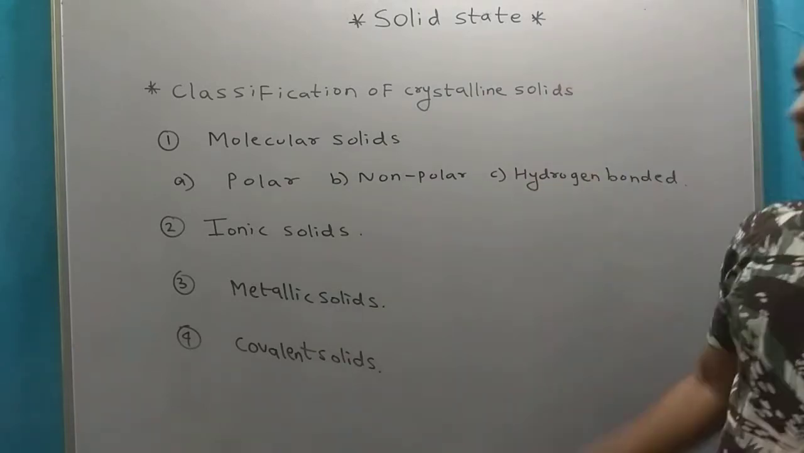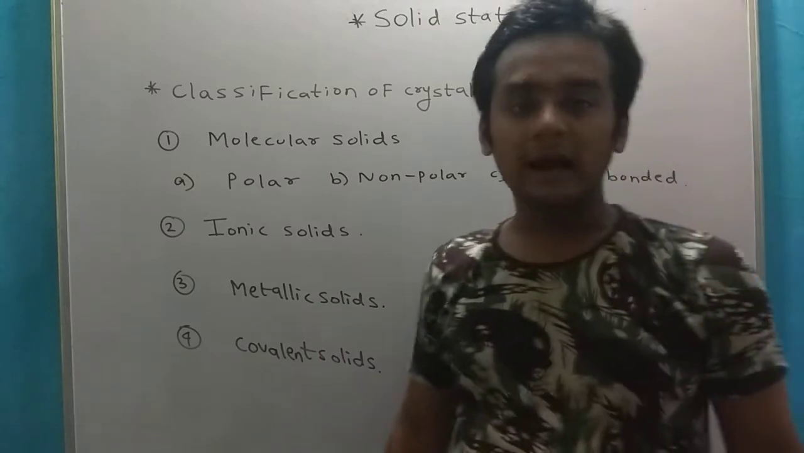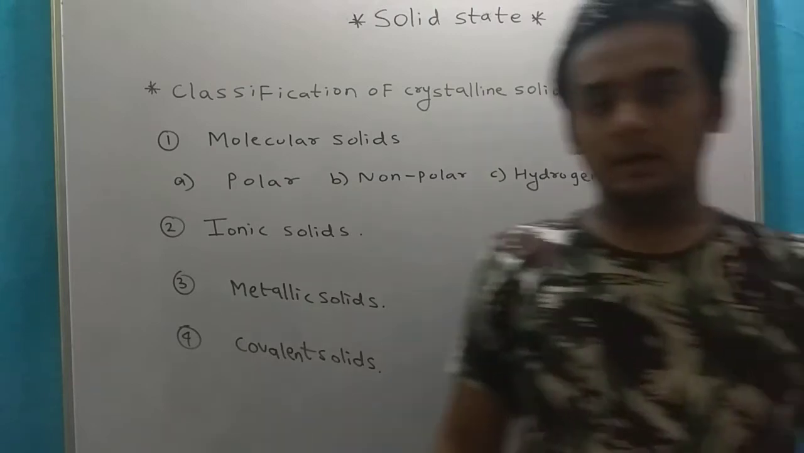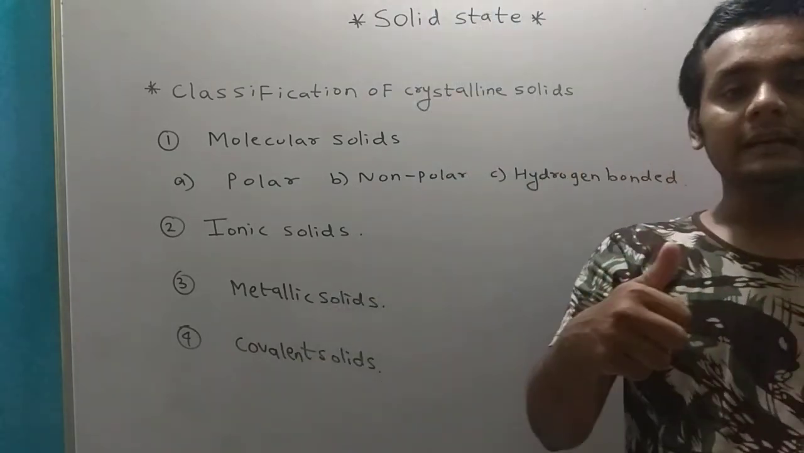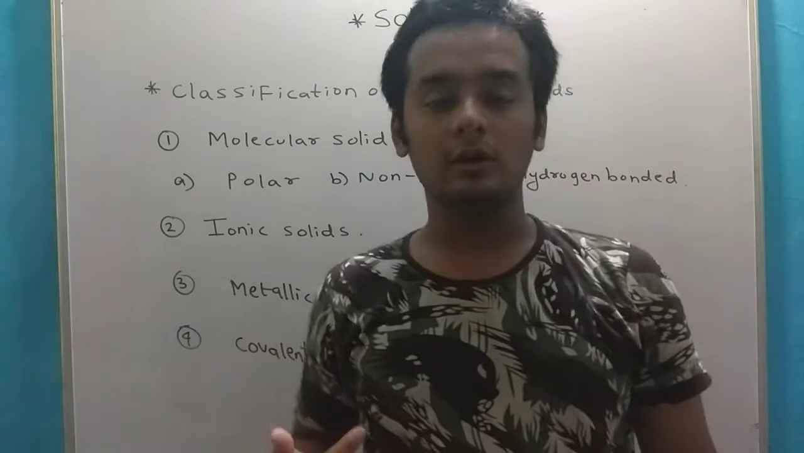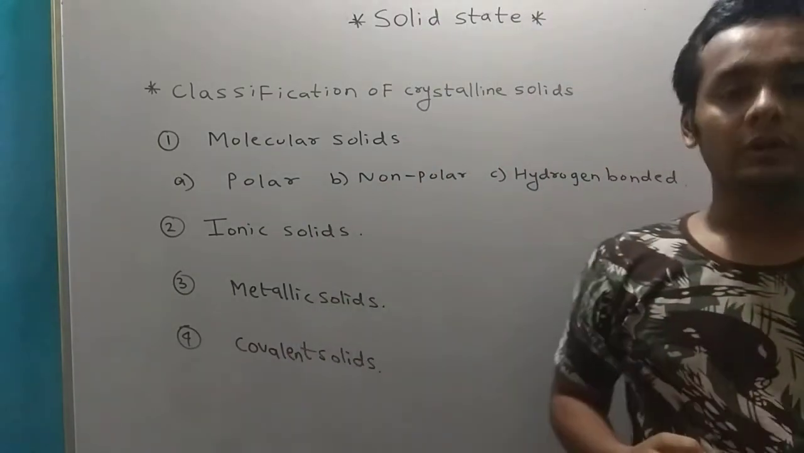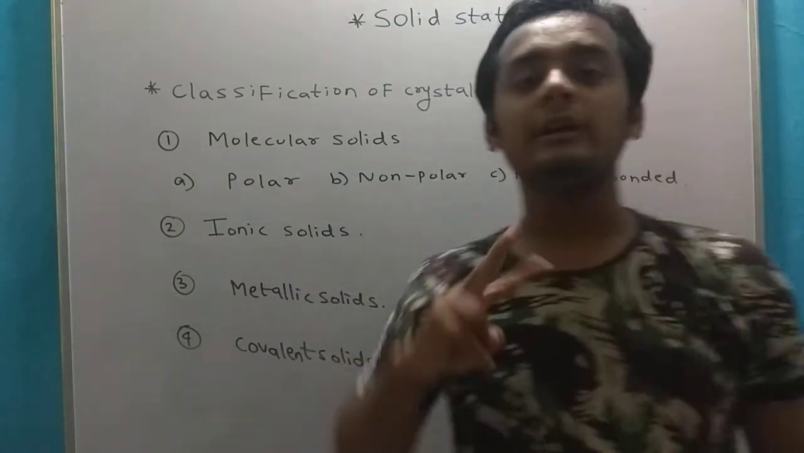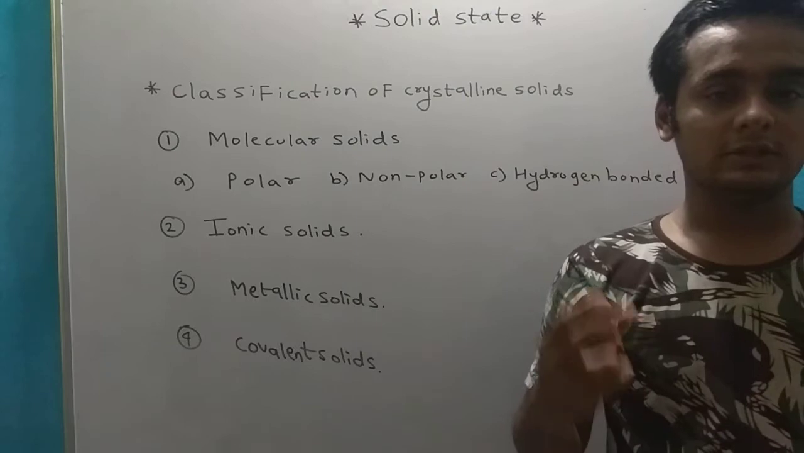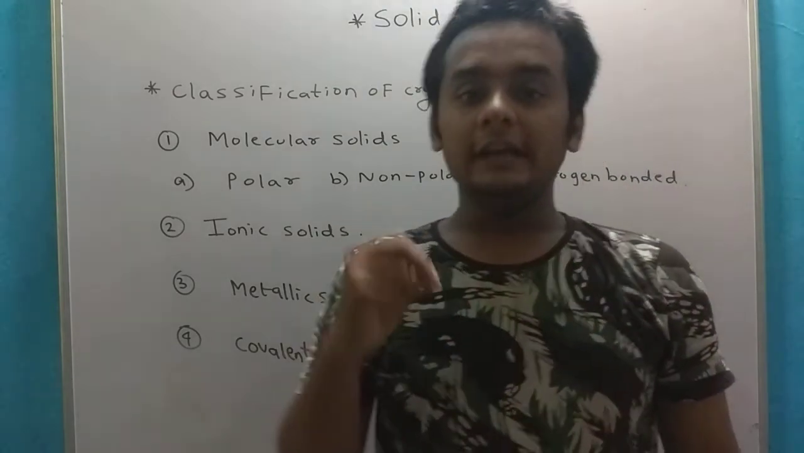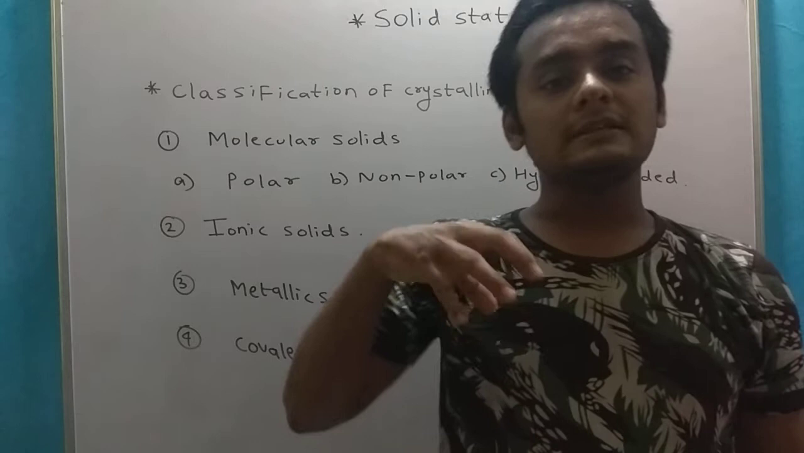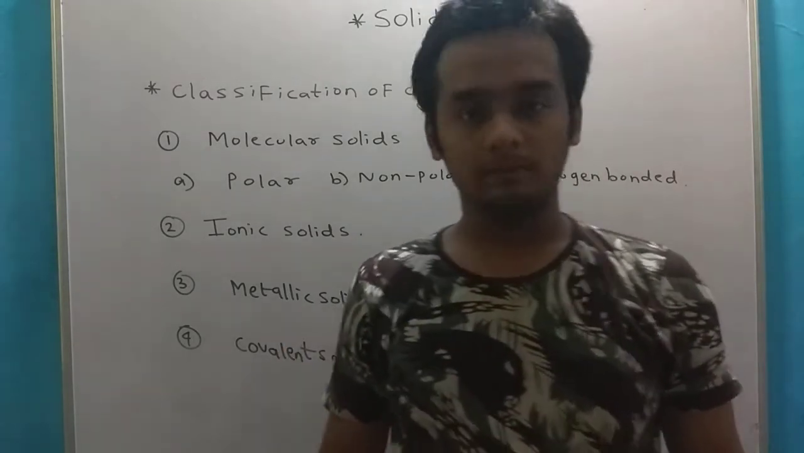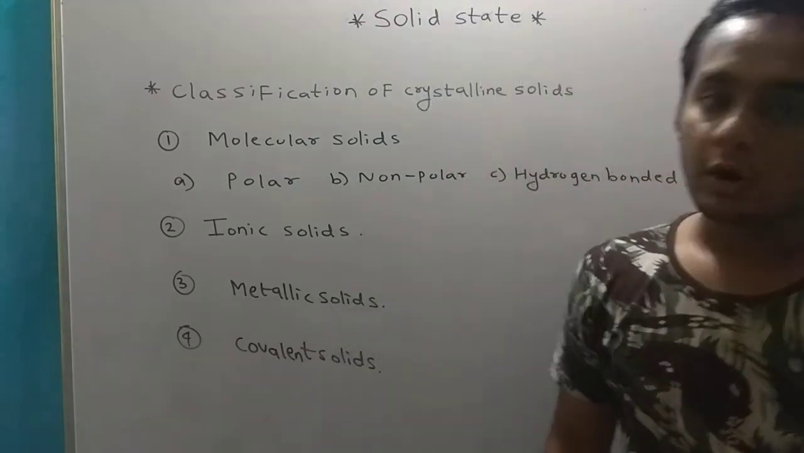Hydrogen bonding. What do you mean by hydrogen bonding? Hydrogen forms a bond with oxygen, nitrogen and fluorine, that we have already discussed. There are two types of hydrogen bonding: intermolecular and intramolecular. Intermolecular hydrogen bonding is the bonding which forms between two different molecules. Intramolecular hydrogen bonding is the bonding within the same molecule, not between molecules.